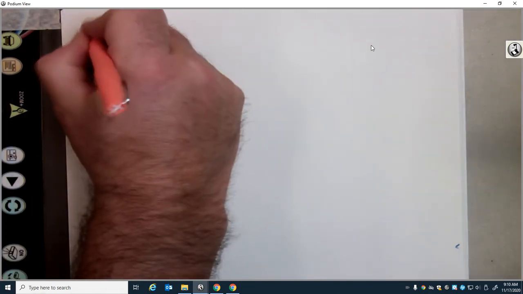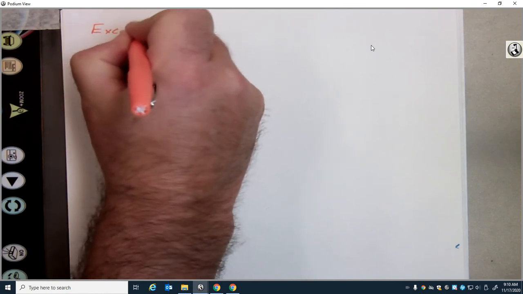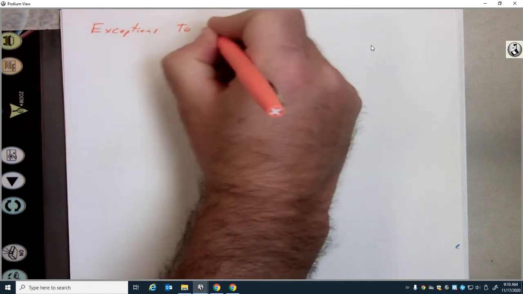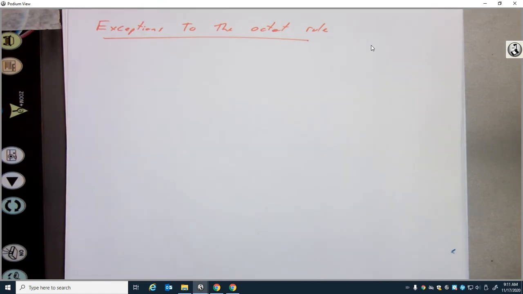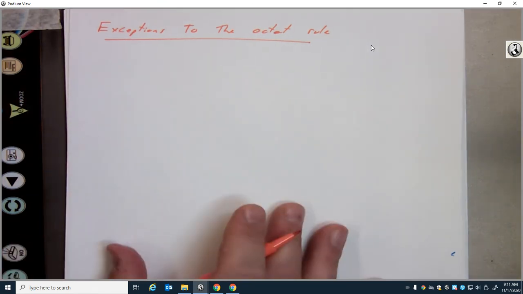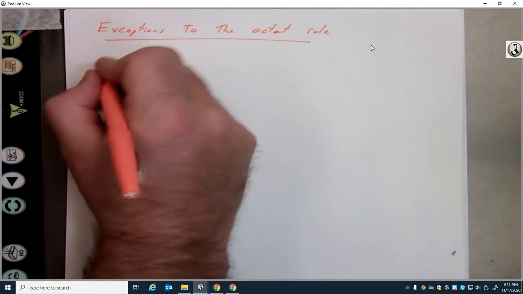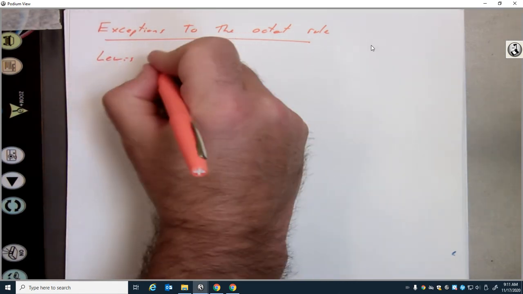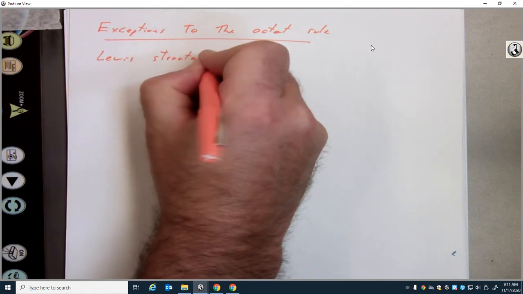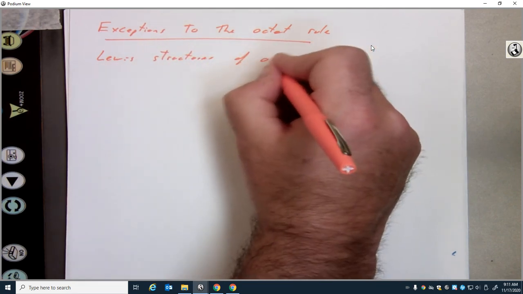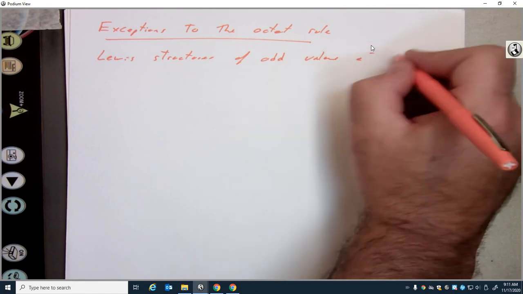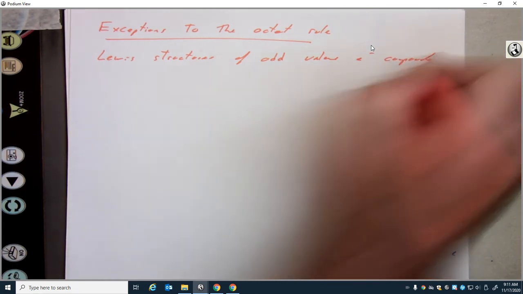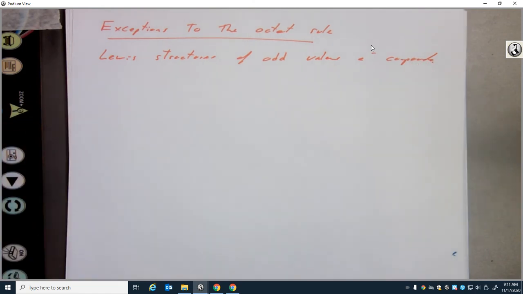Unfortunately, there are lots of exceptions to the octet rule. We're going to work our way through some of them. First of all, Lewis structures of odd valence electron compounds. This is going to probably be an exception.